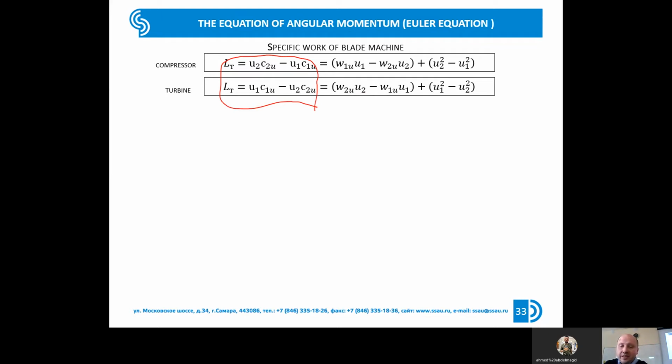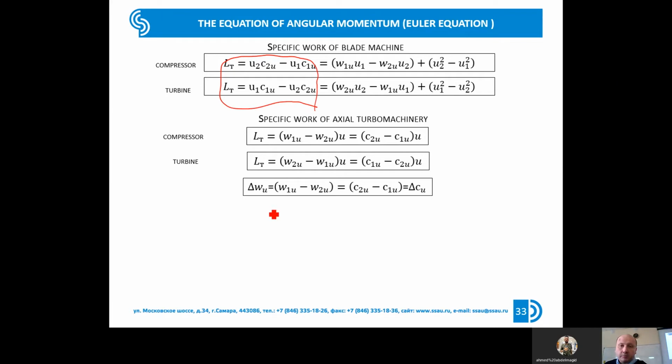And for the case of axial turbomachinery, we discussed that U1 is equal to U2, and we could extract circumferential velocity from our equation. We receive a simplified shape of this equation for axial turbomachinery. And from this equation, we could find for the case of axial turbomachinery, this difference, and this difference will be equal. It could be used in real practice.